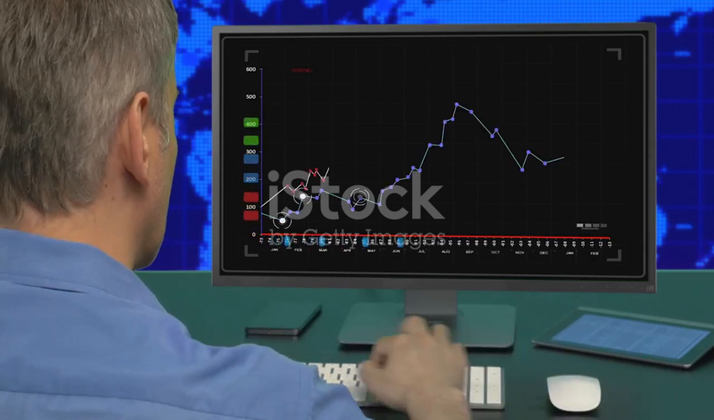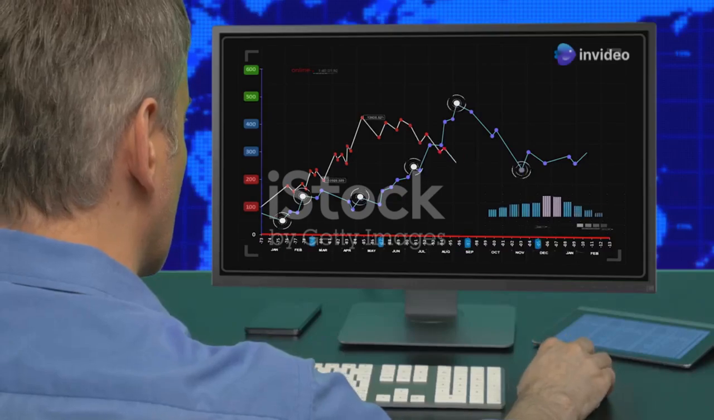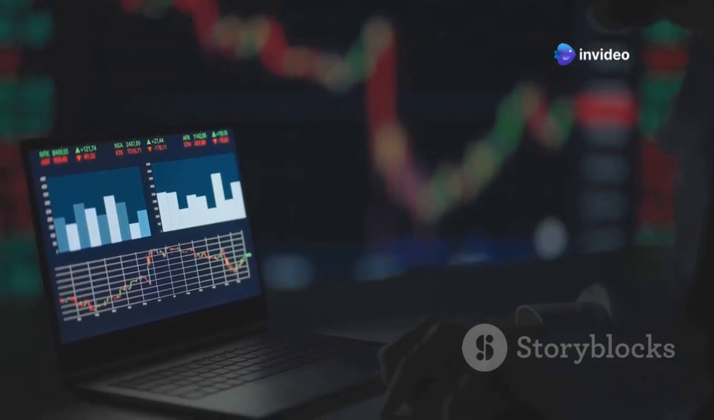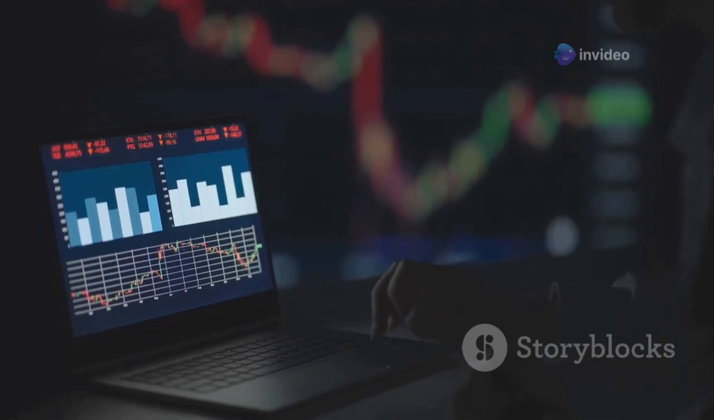Section 4. Charting your course. Reading stock charts. Now that we've got our tools, let's learn how to use them. Understanding stock charts is crucial for making informed trading decisions.